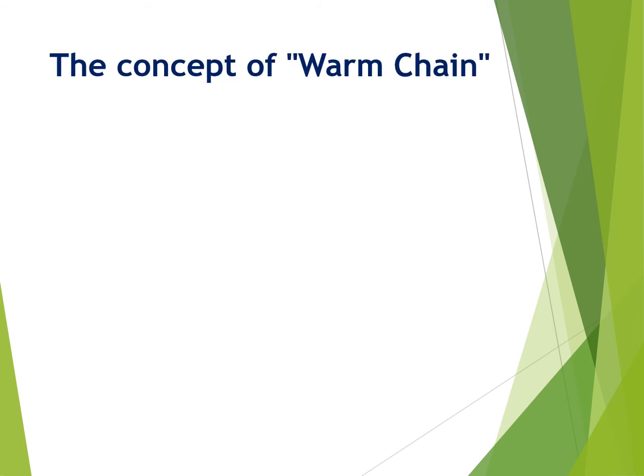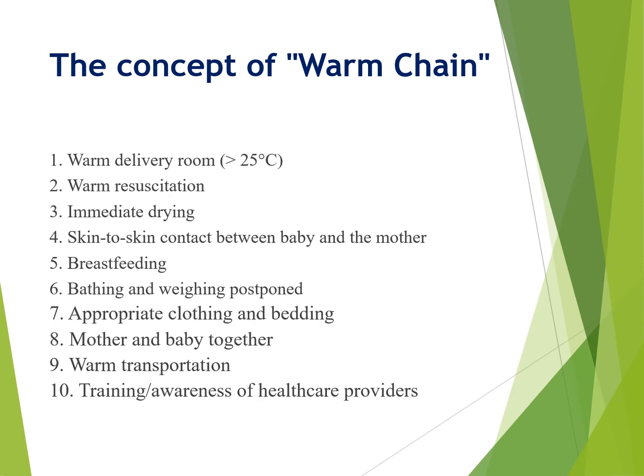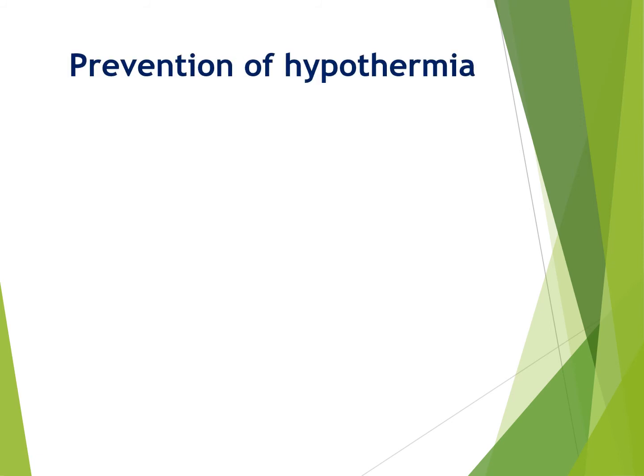The concept of the warm chain. The warm chain is a way of handling a newborn, starting from delivery to discharge. The concept of the warm chain involves warm delivery room, warm resuscitation, immediate drying, skin-to-skin contact between baby and the mother, breastfeeding, bathing and weighing being postponed, appropriate clothing and bedding, mother and the baby together, warm transportation, training and awareness of health care providers as the components of the warm chain.